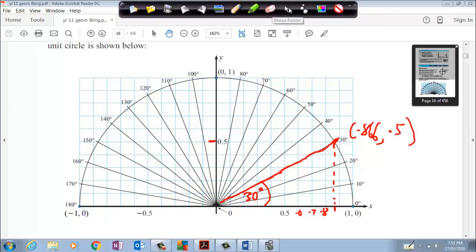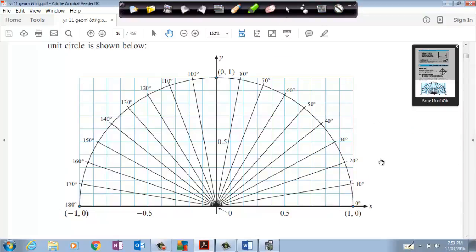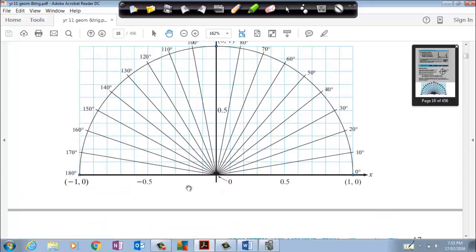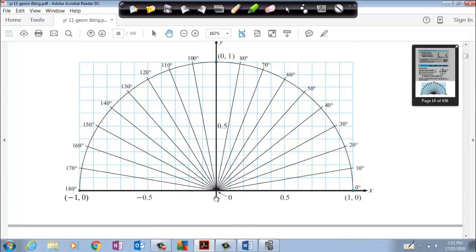Now if we look at the next set of questions from the textbook, using that rule that we've learnt, we should be able to do that fairly quickly. Use the unit circle above to find cos of 0. Now cos of 0, cos is the x, and for the 0-degree line, you can see this is the point, which is 1, 0. The cos value is the x-coordinate value, so we say cos 0 equals 1.